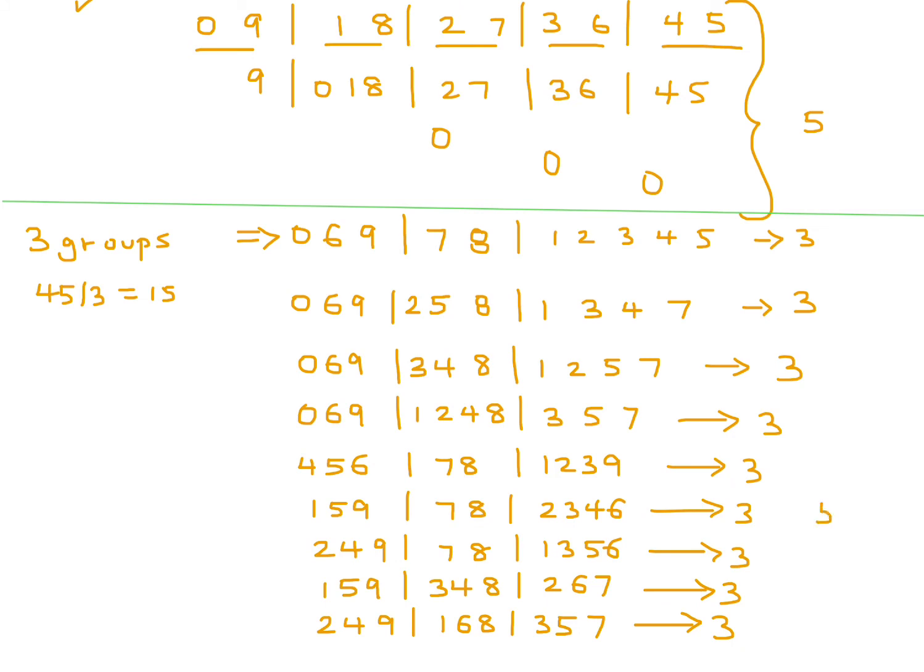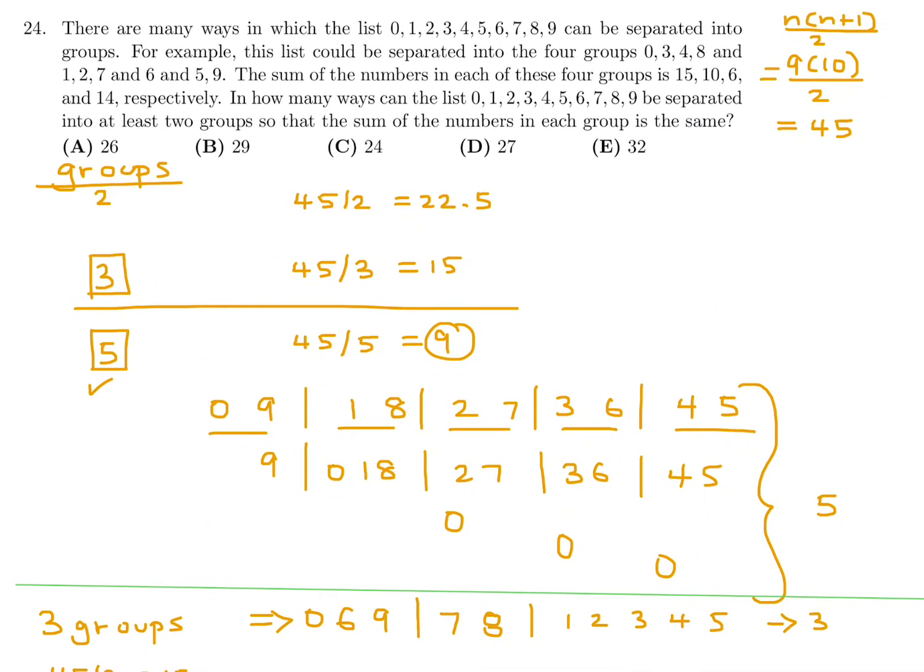And what is that? 5 plus 1, 2, 3, 4, 5, 6, 7, 8, 9 times 3. So that's 27 plus 5, which is 32. 32 different sets. And that would mean to number 24, the answer is E.